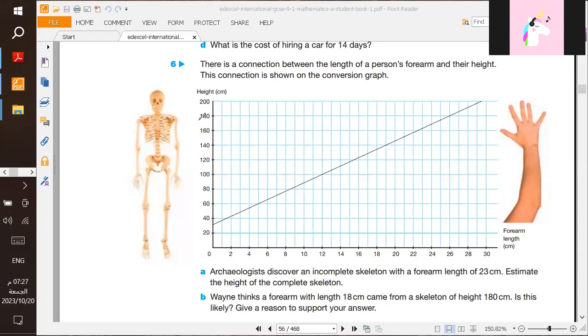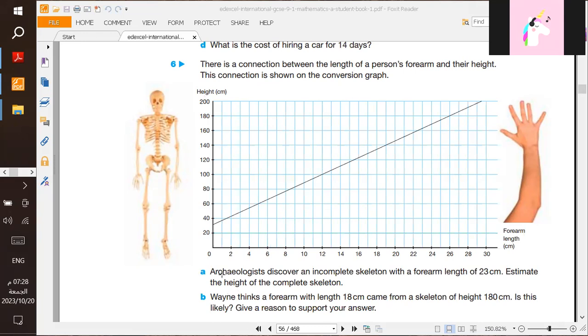Okay, question 6. There is a connection between the length of a person's forearm and their height. This connection is shown on the conversion graph. Here, let's use lines to understand this. Now, this is the conversion graph. We're going to use it to answer questions.